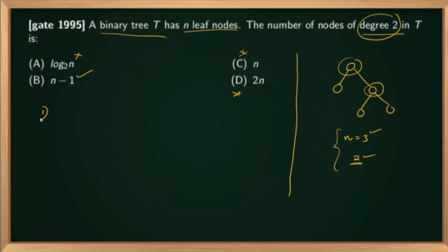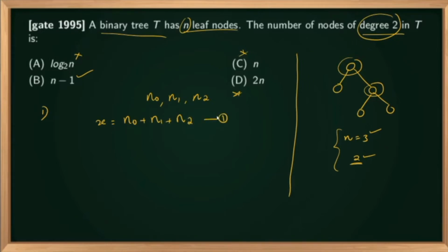Let's assume n0 is the number of leaf nodes, n1 is the number of nodes with degree 1, and n2 is the number of nodes with degree 2, right? Let's assume we have x nodes in total. I'm using x because we already have n here, so it's better to use some other variable. So x is equal to the number of nodes with degree 0 plus the number of nodes with degree 1 plus the number of nodes with degree 2, which is n0 plus n1 plus n2. So this is equation number 1.